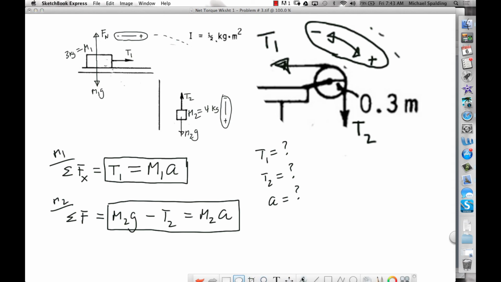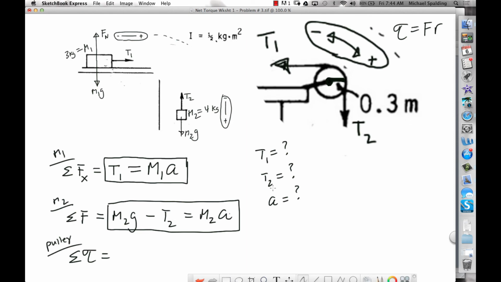So summing the torques for that pulley. So now we're looking at the pulley. Summing the torques. And we're going to say clockwise is positive, counterclockwise is negative. All right, what's the torque for T2 going to be? Well, what's the equation for torque? The equation for torque is what? Force times lever arm. And they have to be perpendicular. So let's start with T2 because we're saying that's positive. What's the perpendicular distance from the axis to T2? It's the radius. And the radius is 0.3.